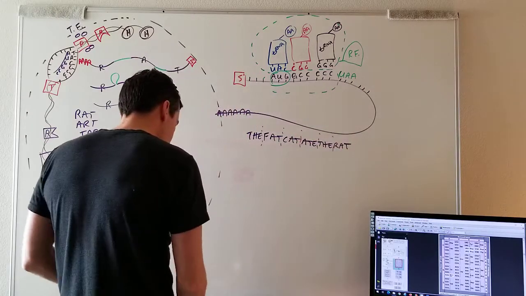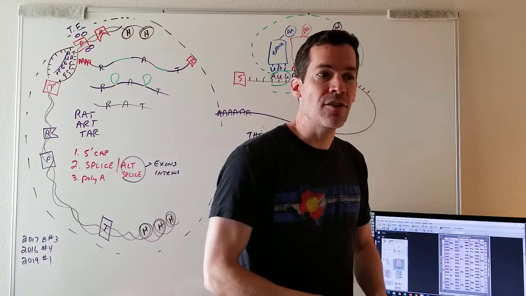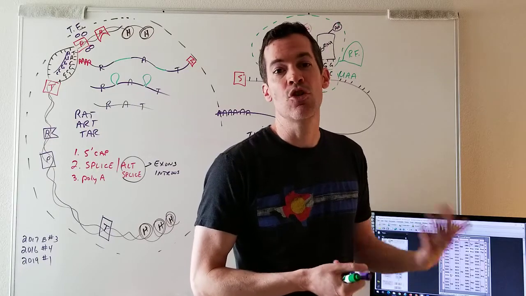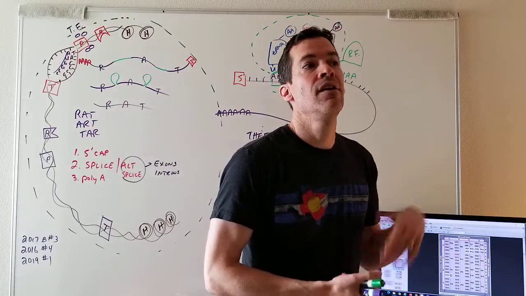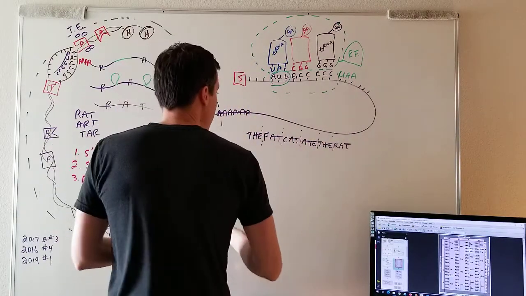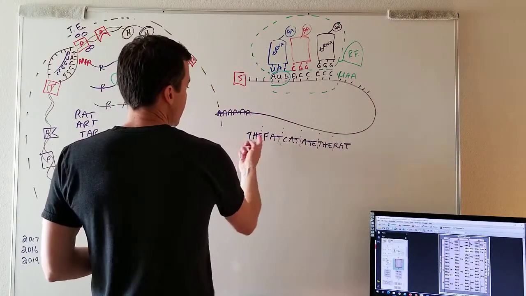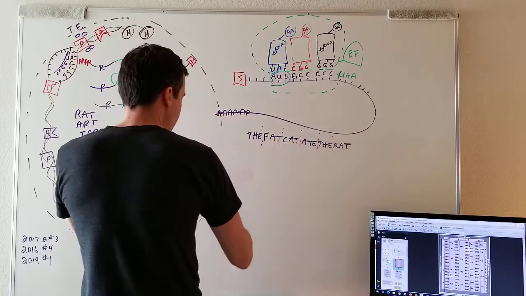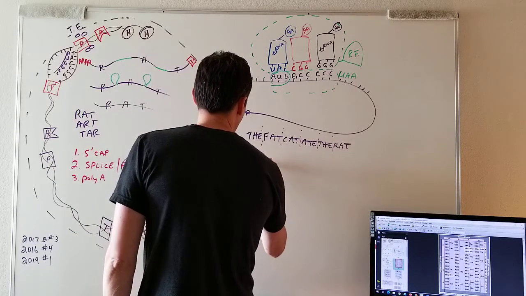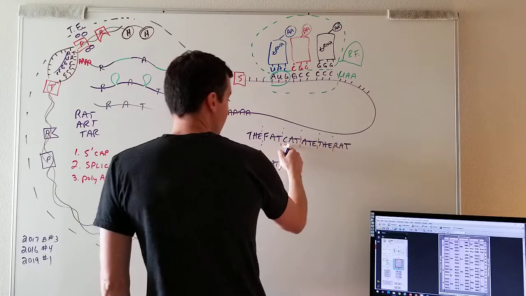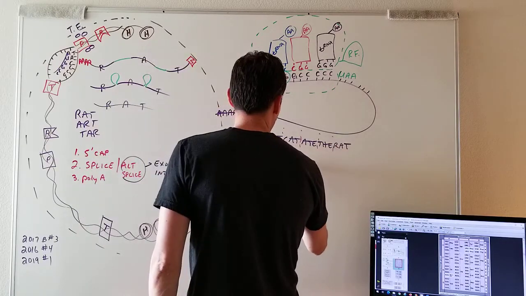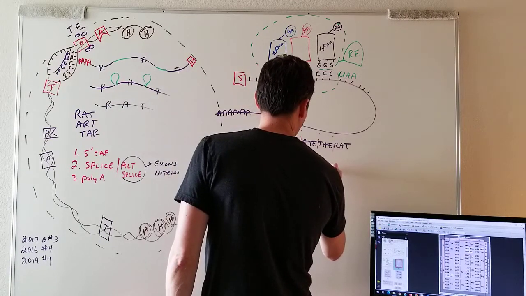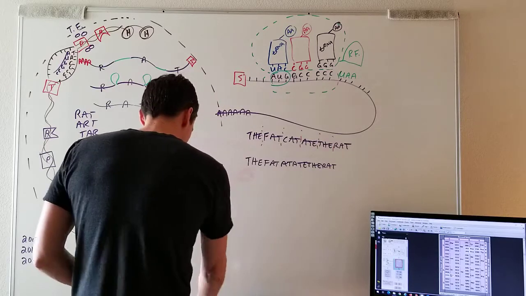A frame shift mutation is like if I have a deletion and I delete bases that are not in factors of 3. So if I delete 1 base or 2 bases or 4 or 5 or 7, then now my reading frame is off. So let's say that I get a mutation, and let's say that I eliminate that C right there. So then I have the fat. I eliminate the C. I have a deletion. So now my reading frame is different.